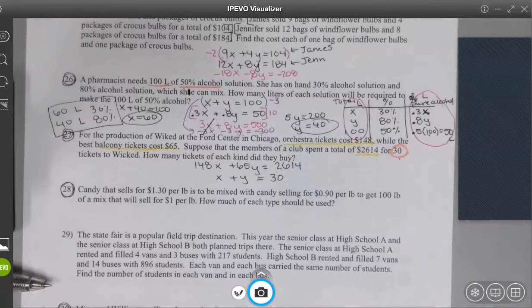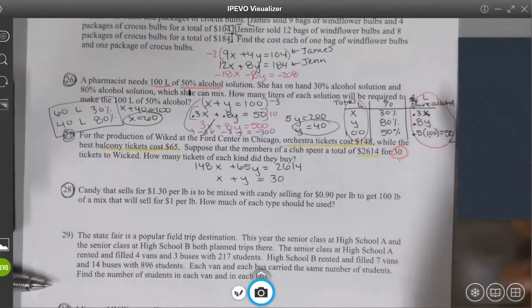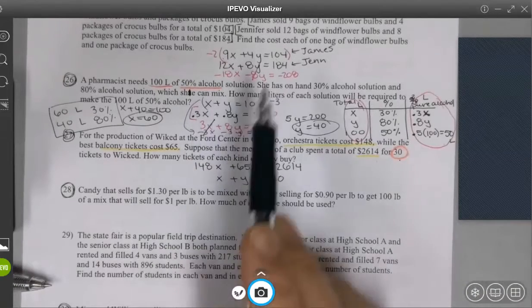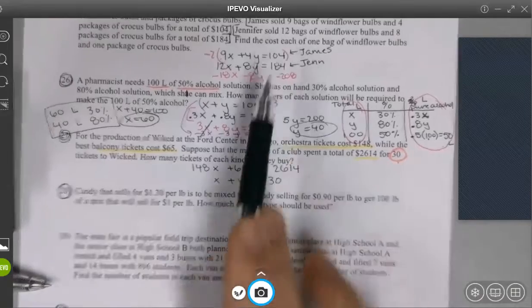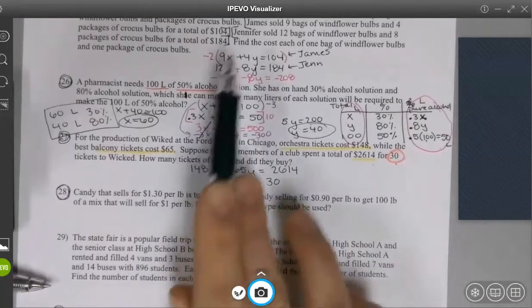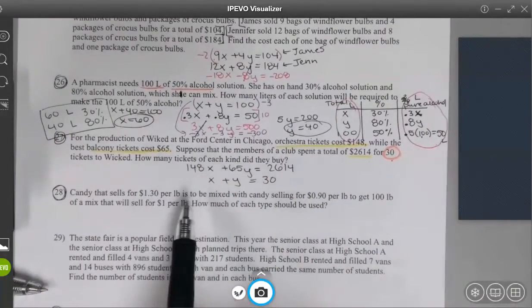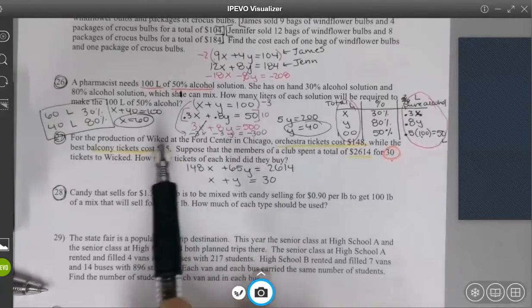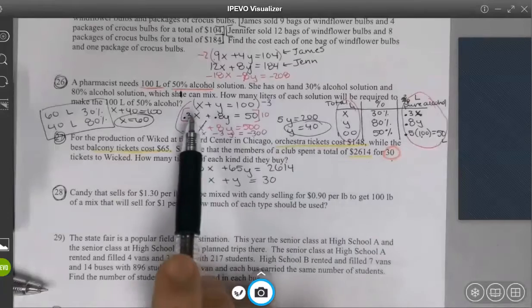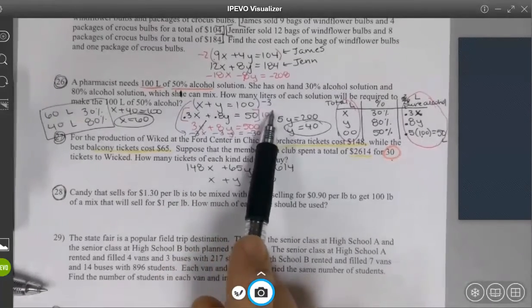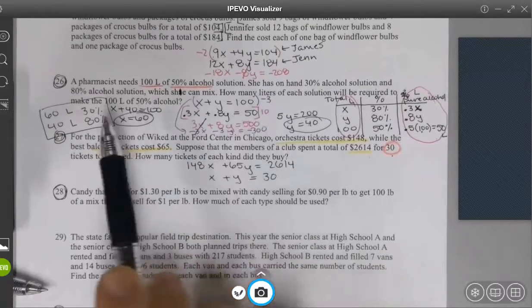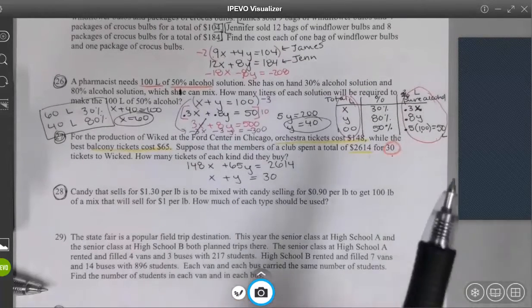Okay, it's a tricky problem, but this kind of chart setup helps you. And it's always kind of the same. You're going to see these types of word problems a lot, and the setups are really the same over and over again, just different numbers. The mixture problems are the same over and over again, just different numbers. So you have x plus y equals total, percent equals the percent of the total. That's the setup.